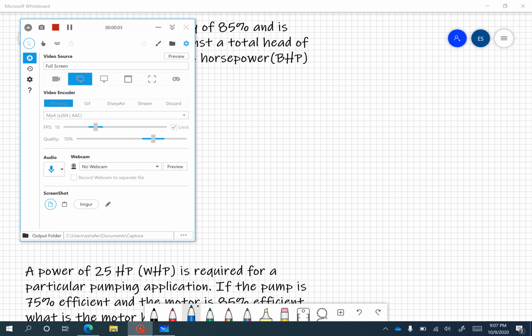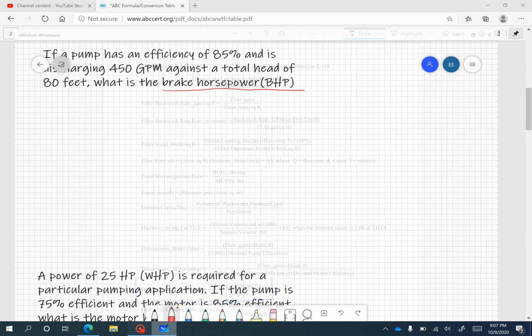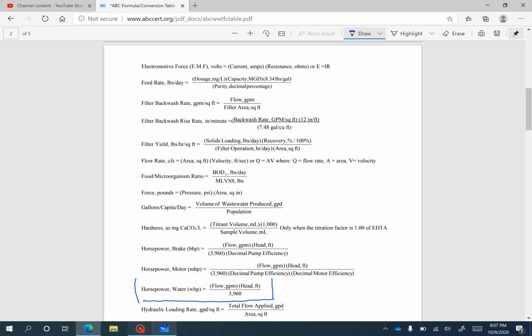Alrighty, let's take a look at problems 7 and 8. Chapter 3, again, we are still working on horsepower problems. So problem number 7, as you can see, is a brake horsepower problem. The brake horsepower formula is right here. It is very similar to the water horsepower formula, except that we add pump efficiency into the equation.